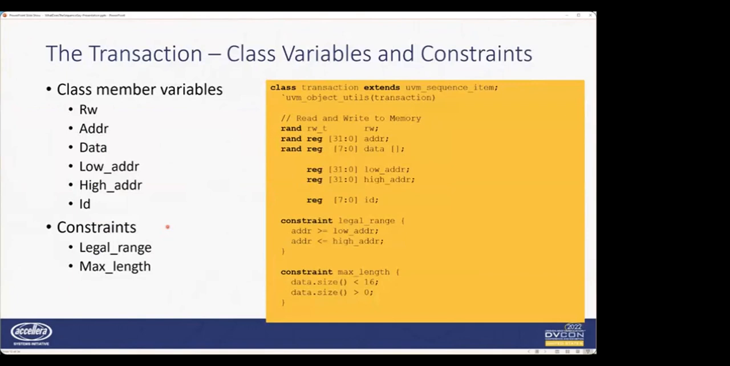Okay, so we start out with our transaction. This is the thing that we're going to pass around, that we're going to randomize. We're going to maybe extend polymorphically. So it has a read, write, and address data. It has a low address and a high address. That's used in this constraint to control the legal range of the address when we randomize. And it has an ID. And then it has that legal range constraint and a maximum length. So you get a legal range, and you get from 1 to 15 bytes.